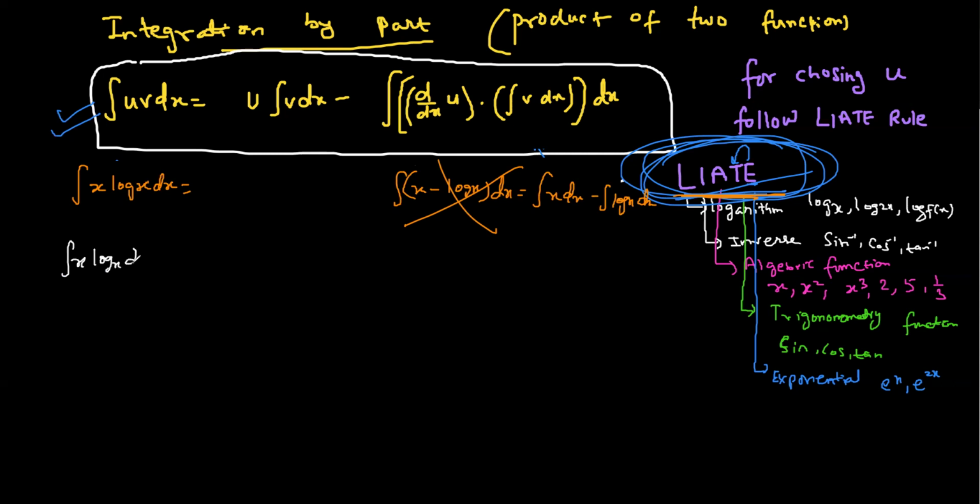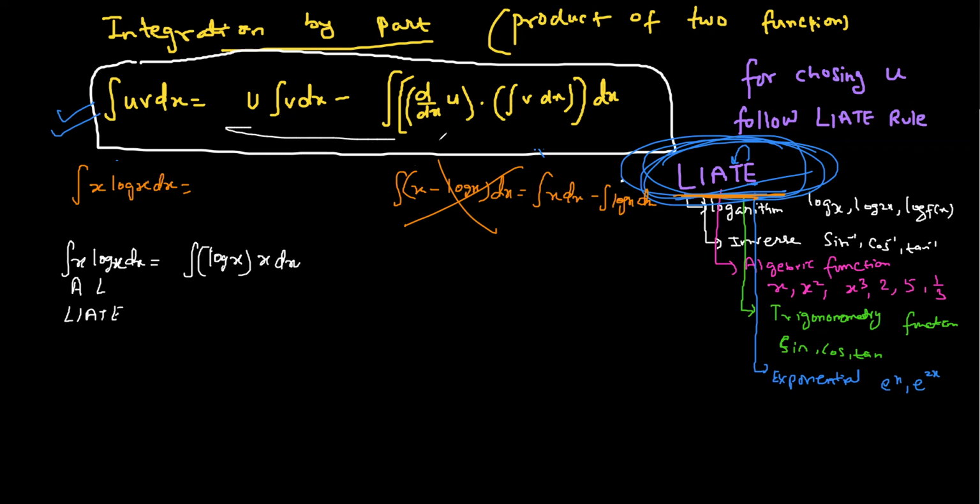x into log x. Tell me what is u and what is v here. When we go with ILATE, it says logarithmic, inverse, algebraic, trigonometric, exponential. Here one is algebraic and the other is logarithmic. So according to ILATE, L comes first. So you can write log x into x.